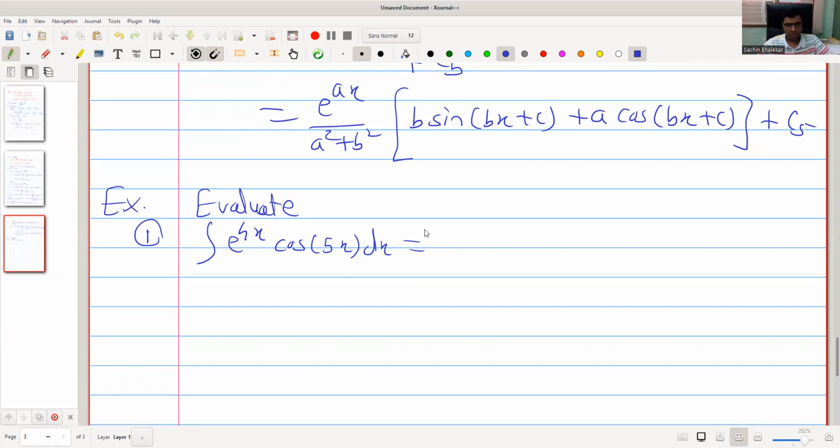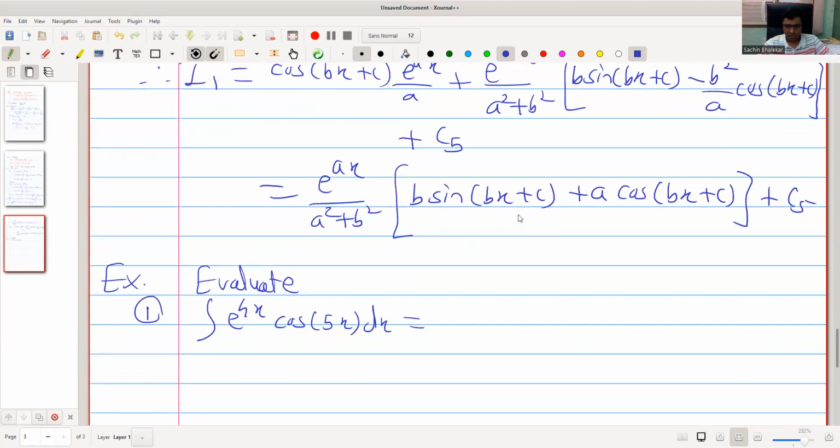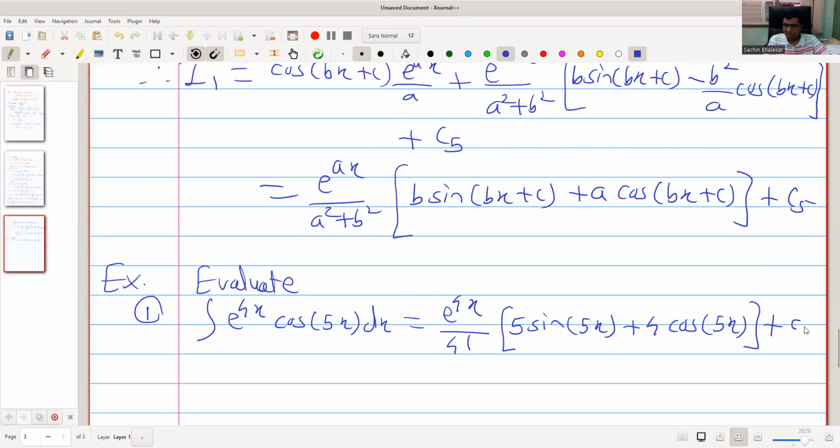So our formula gives e raised to 4x divided by a square plus b square. So it is 4 square plus 5 square, which is 41, into b is 5 sin 5x plus a is 4, so plus 4 cos 5x, plus an arbitrary constant. Now instead of writing c5 etc., we just write c. That doesn't matter. c is the constant of integration.